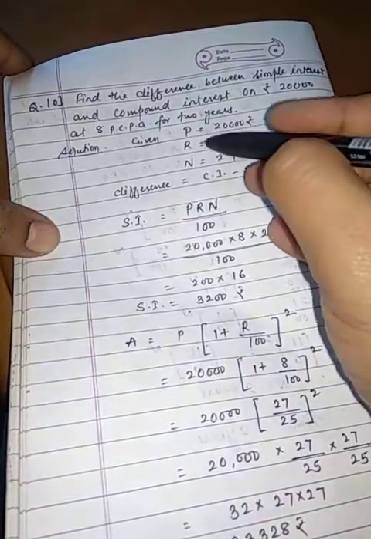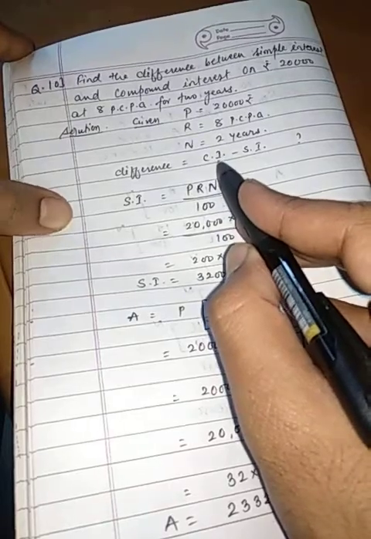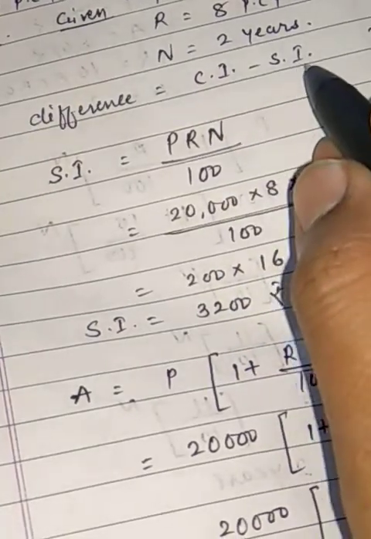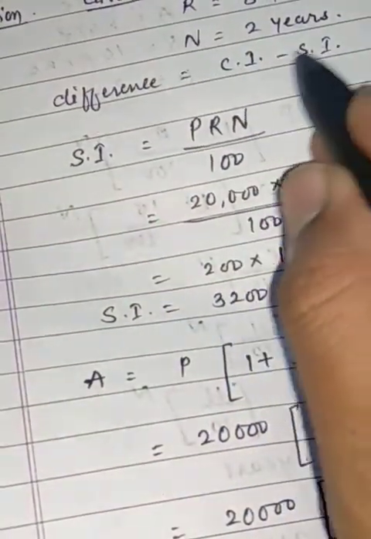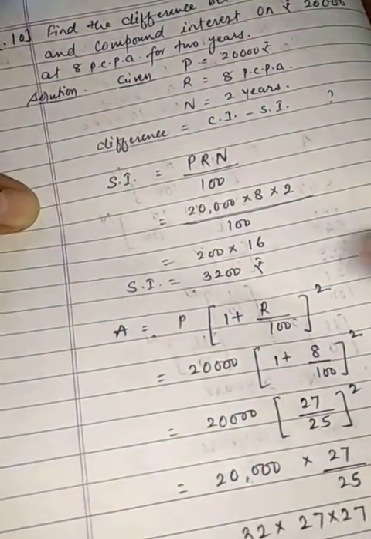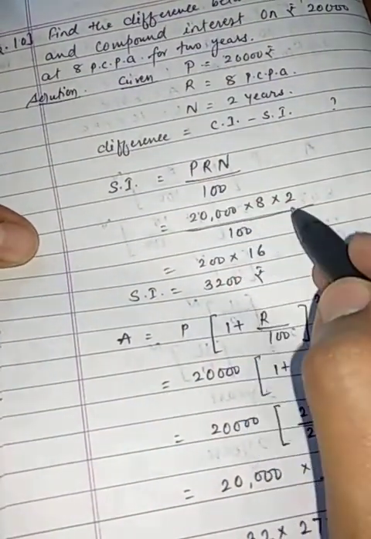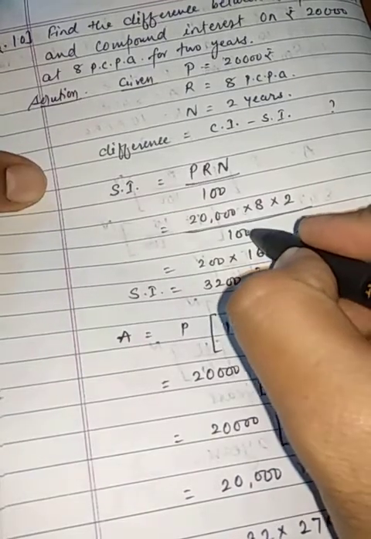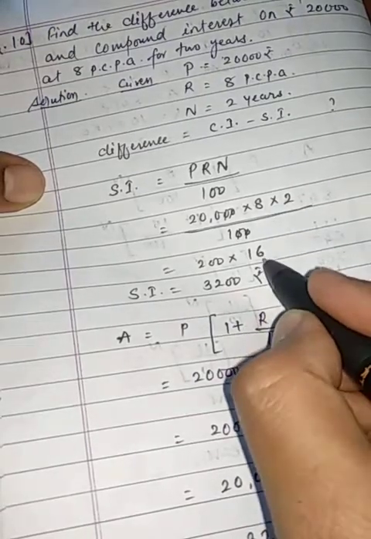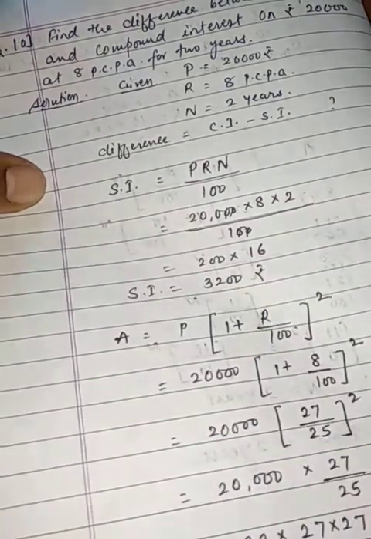So principal, rate, and time we will write here. The question is, find the difference between compound interest, CI, minus simple interest, SI. So we will first calculate both compound and simple interest to find the difference. You have studied the formula for simple interest last year: PRN upon 100. Put the values. You can see here, the 0 will cancel. You are left with 200 into 8 twos are 16, 16 twos are 32. So simple interest is 3,200 rupees.